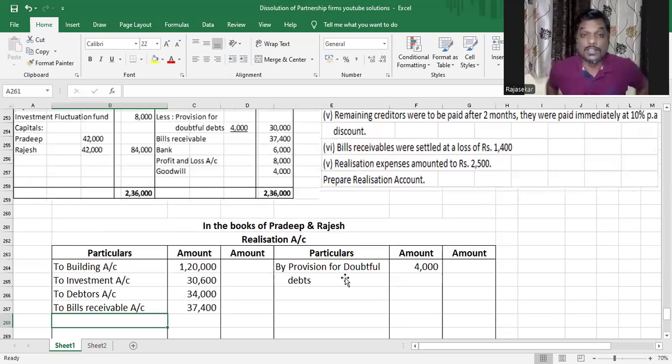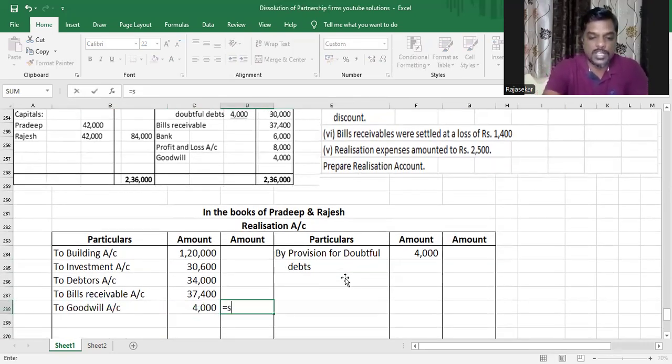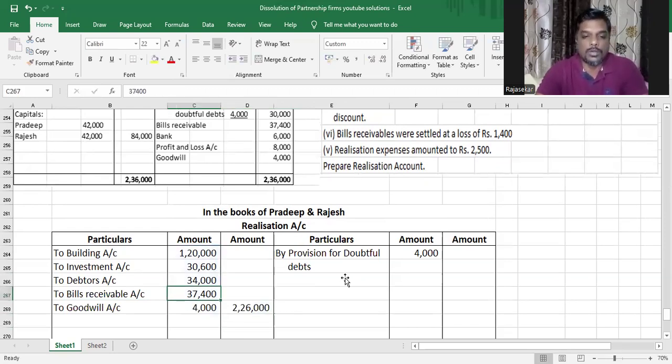Now, what about goodwill? Are we supposed to transfer goodwill or not? An intangible asset, existing goodwill is usually written off while doing reconstitution. Well, while doing reconstitution, it is written off. But when it comes to realization, dissolution of the firm, you transfer the goodwill also to the realization account along with all the other assets. So that's done. So once we transfer the assets, we add them up and write it in the outer column.